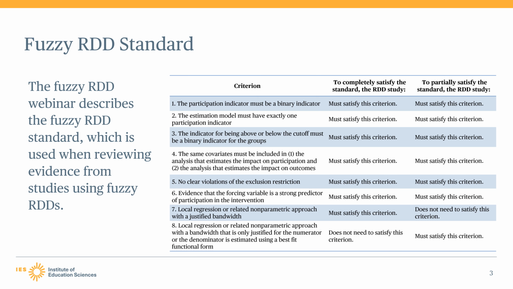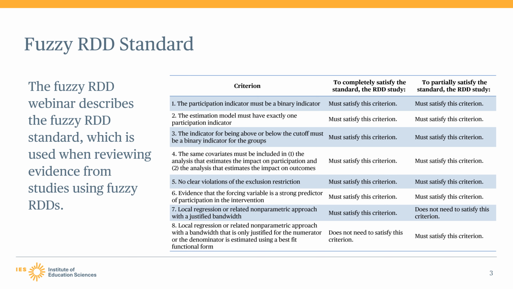In order to satisfy the Fuzzy RDD standard, either completely or partially, an RDD study must use a model with exactly one binary participation indicator. The treatment assignment indicator, or the indicator for being above or below the cutoff, must also be binary. The same covariates must be used in the analysis that estimates the impact on participation and the analysis that estimates the impact on the outcomes. There must be no clear violations of the exclusion restriction, and there must be evidence that the forcing variable is a strong predictor of participation in the intervention.